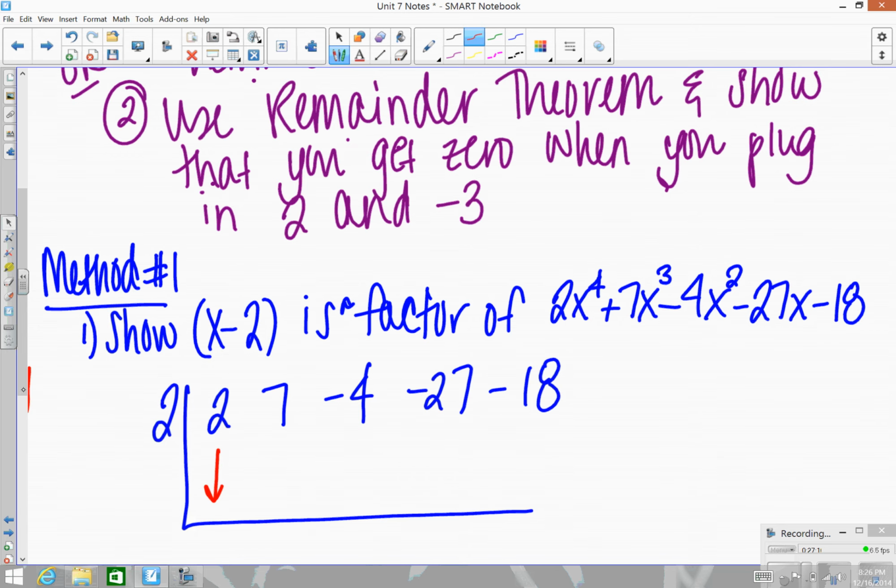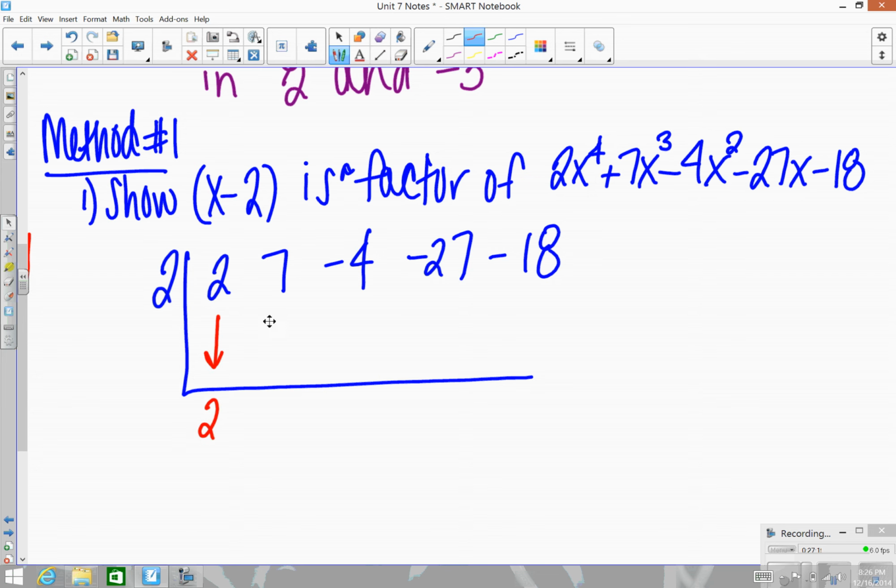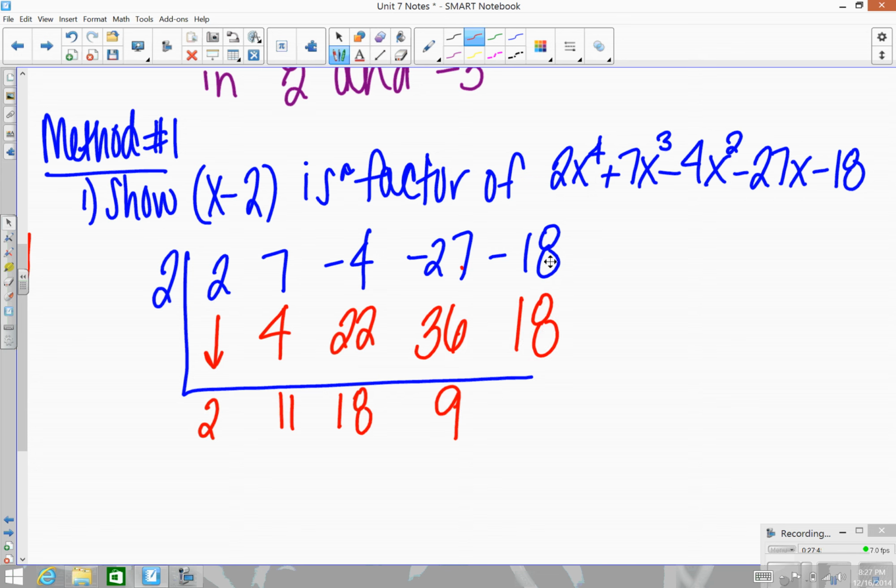So we're going to carry down the 2, multiply, we get 4, add these, 11. 11 times 2 gives me 22. Negative 4 plus 22 gives me 18. So remember, I'm multiplying diagonally, adding vertically. So 18 times 2 gives me 36. I add these. So negative 27 plus 36 gets me 9. 9 times 2 gets me 18. Add these, you get 0. So that means, since I got a remainder of 0, x minus 2 is a factor.